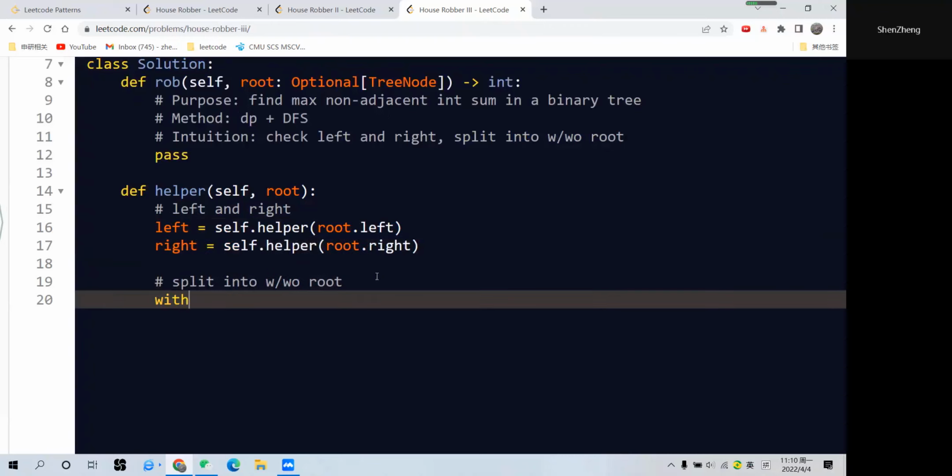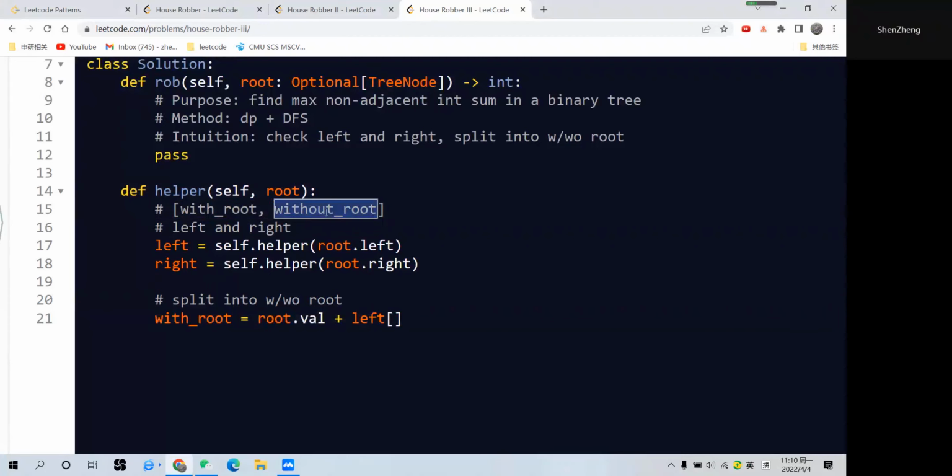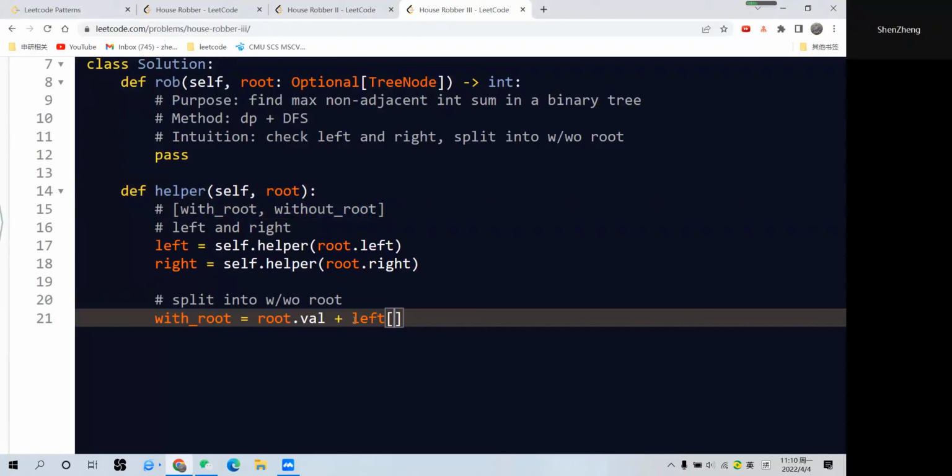And for the case with the root, of course, we include the root value, and the left should be without root. So let's say we have this scenario, we have a list, right? We put with root in the first case and without root in the second case. So in Python, this index is 0 and this index is 1. So if we do not rob the left node, it will be left 1 as well. The same for right 1 as well.